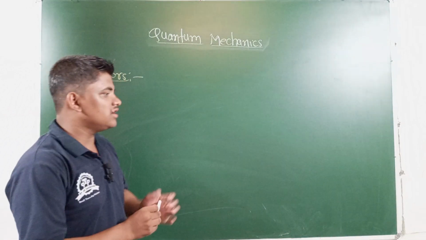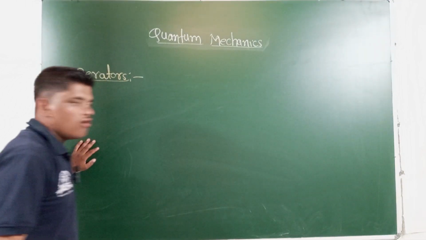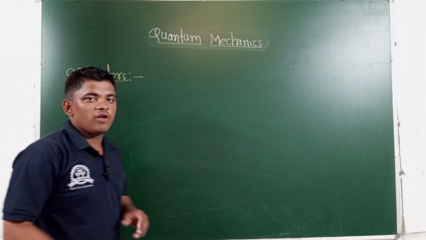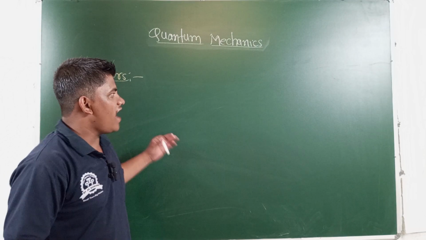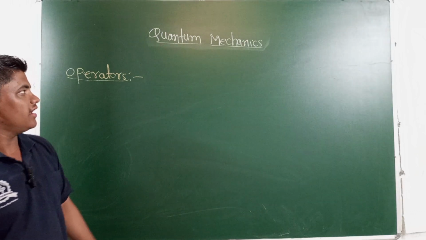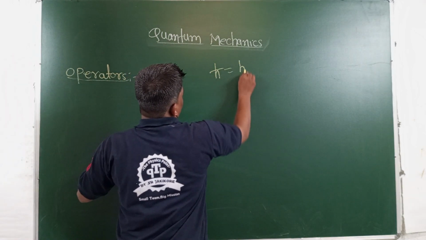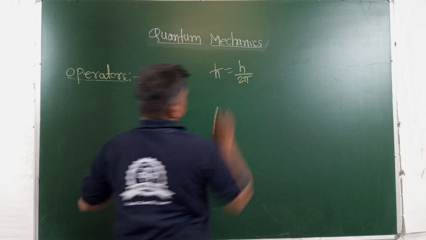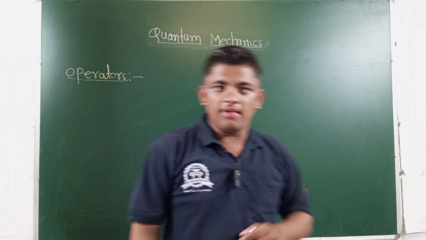The Heisenberg uncertainty principle states that the product of the uncertainty in position and momentum is greater than or equal to h upon 4 pi, or h cut upon 2. h is the Planck's constant and h cut is the reduced Planck's constant. h cut is equal to h upon 2 pi. This is the relation between the reduced Planck's constant and Planck's constant.